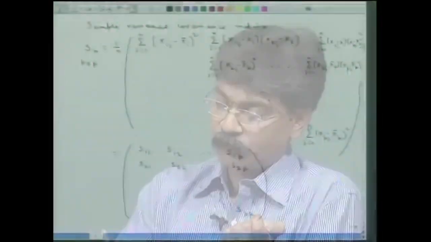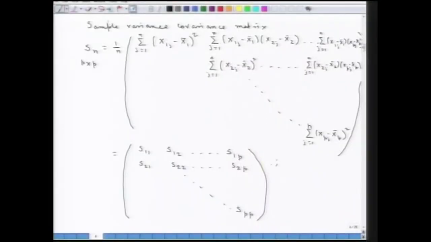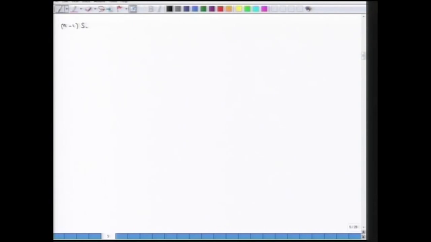So, one could have also defined this in terms of this S n minus 1 quantity. So, we can say that n times S n would be, in such a situation, given by n minus 1 times S n minus 1, where the S n minus 1 matrix would be this matrix we have with a divisor of n minus 1. Now, let us try to write this particular sample variance covariance matrix in terms of the data matrix X that we had introduced. So, we will have n minus 1 S n minus 1 is equal to n times S n.